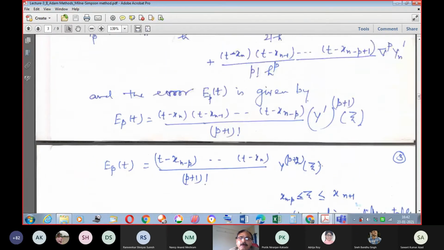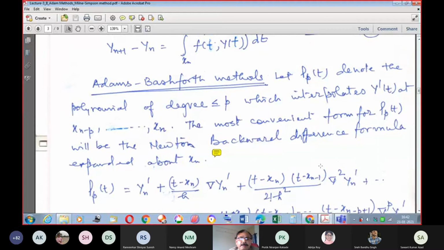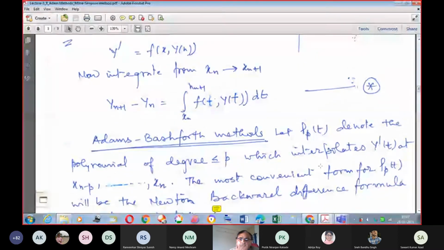One thing you already know: if the local truncation error is of order p plus 1, let us say in general, the method will be of order p. So here p plus 2 is there.